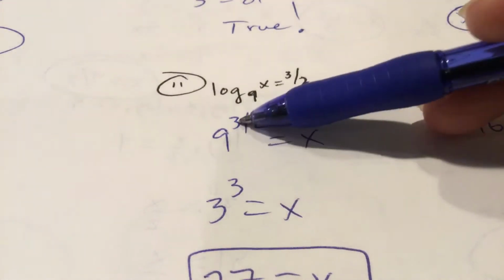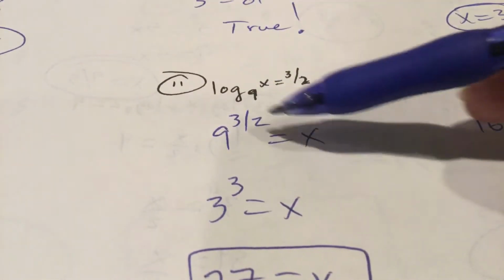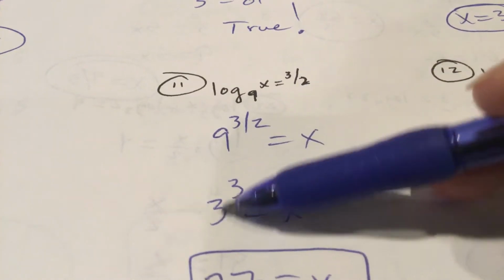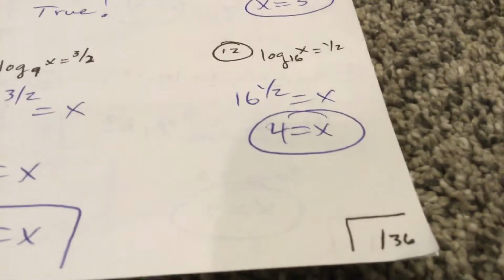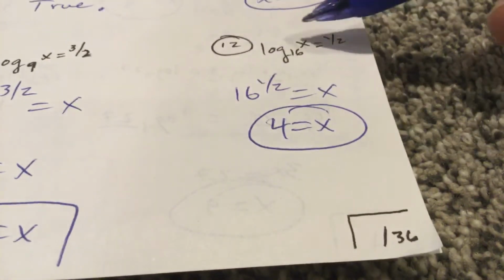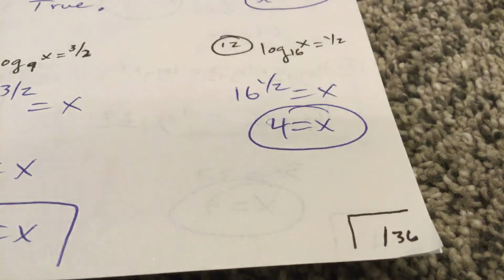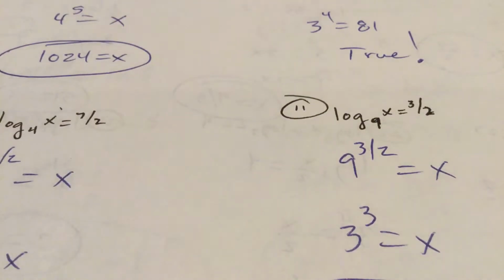All right. 9 to the 3 halves equals x. The square root of 9 is 3. Then you raise it to the third power to get 27. And lastly, 16 to the 1/2 power equals x. X is 4. And let's see what else we got here.